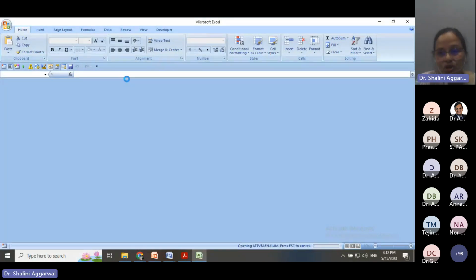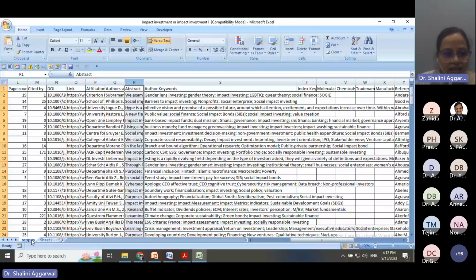It is taking time because it is a very heavy file, right? So let me show you. Okay, so you can see here. Can you see here? This is the file that you get. Each one of you, can you see this file that we have got, right?